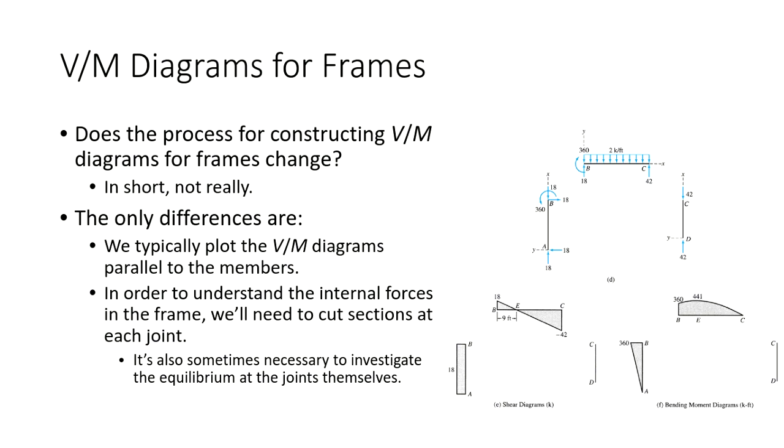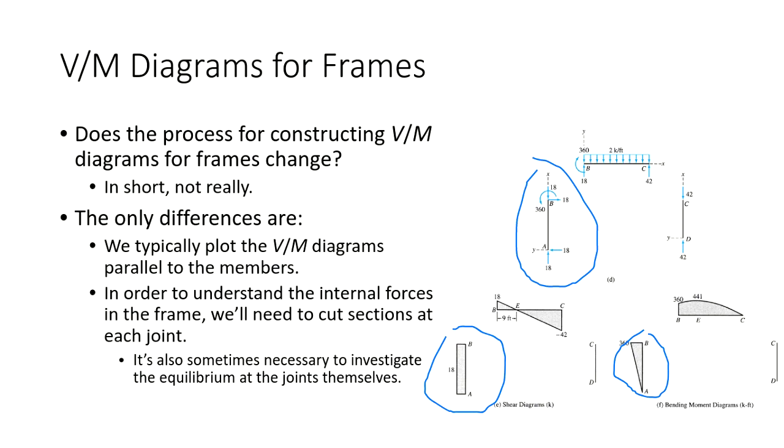What I mean by that is if we're looking at a frame, and let's say we're looking at this member, then we plot the shear diagram on its side and we plot the moment diagram on its side. Imagine if you took that member and turned it 90 degrees to where it was left to right, you would just draw the shear and moment diagram like you normally would. So it's not any different.